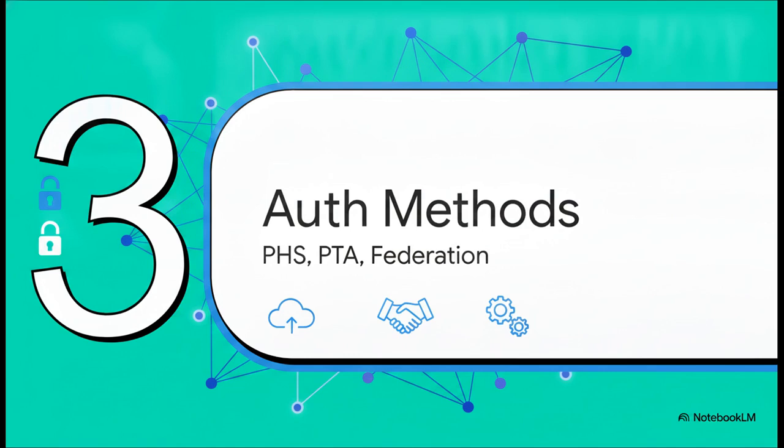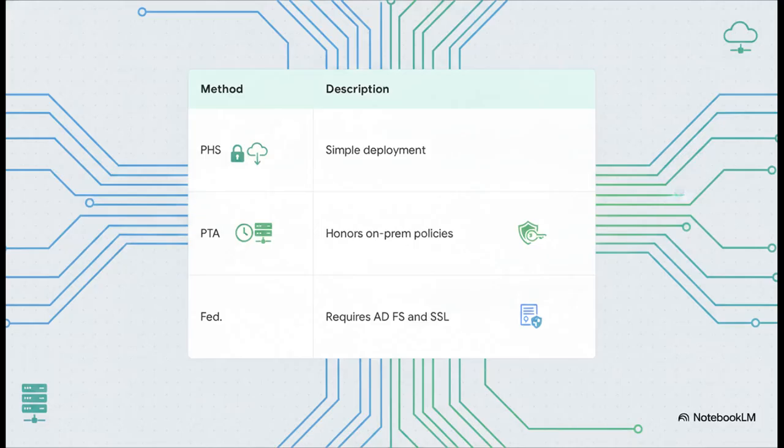All right, part 3, choosing authentication methods. Okay, so your users are synced, but how do they actually log in? Well, you've got a rule of 3 here. First up is password hash synchronization, or PHS. This is definitely the simplest deployment, with 0 on-prem agents required. Next is pass-through authentication, or PTA. Now, PTA is fantastic if you need to honor really strict on-prem policies, like specific logon hours, but keep in mind, it doesn't have native smart card support. And finally, we've got federation. This is a much heavier lift for an enterprise because it requires ADFS and dedicated SSL certificates.